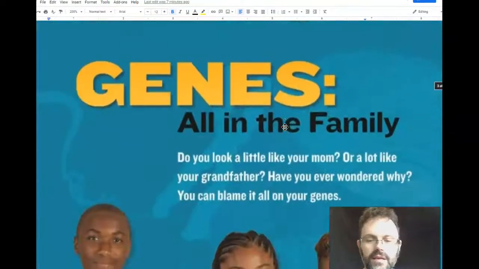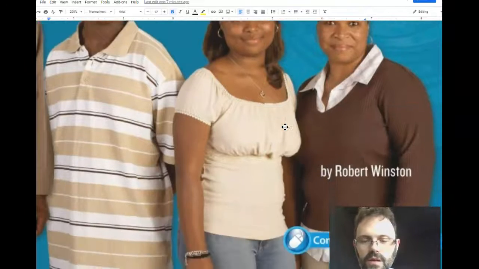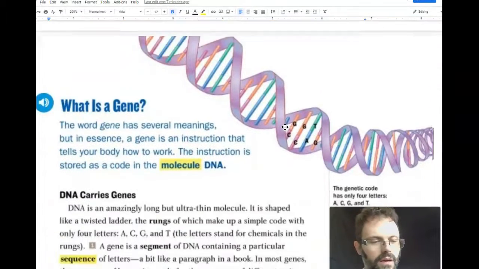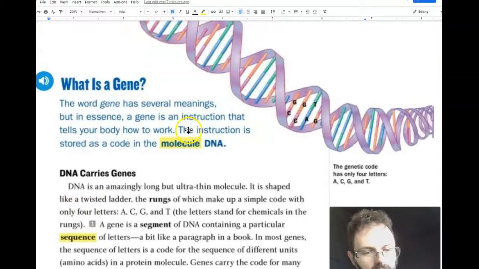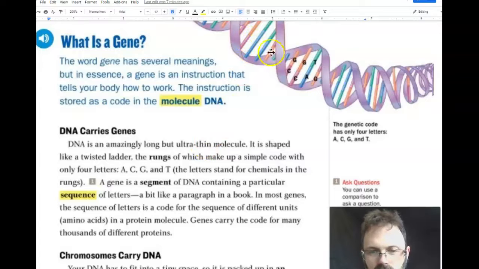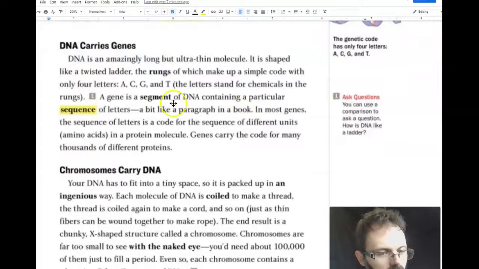So that means as I'm reading, I'm going to read like this. What is a gene? The word gene has blah, blah, blah. Okay, I'm reading, and then I find it. Okay, look, there it is, yellow, molecule. Okay, I'm going to read about it. The instruction is stored as a code in the DNA molecule. And then I'm going to read, there's a diagram here. The genetic code has 4 letters, A, C, G, T. And then maybe I keep reading.